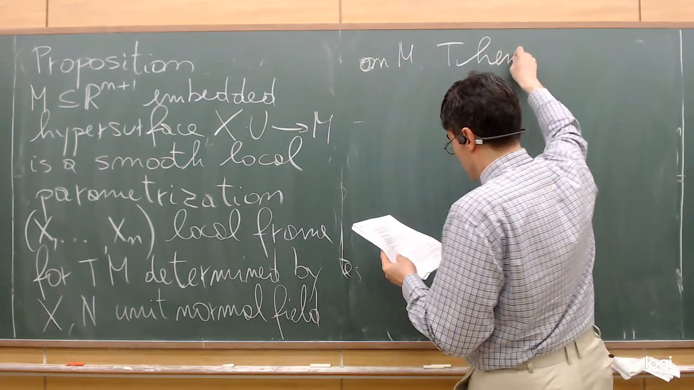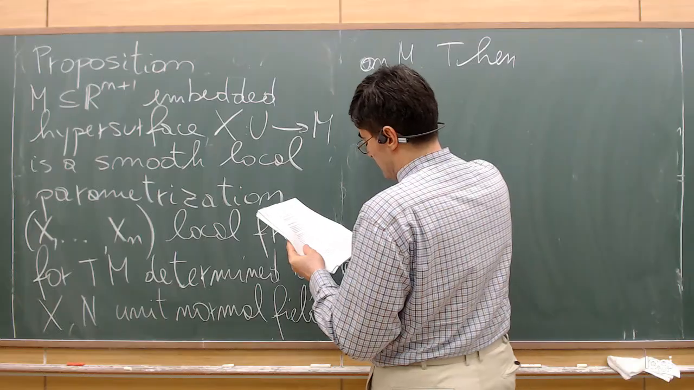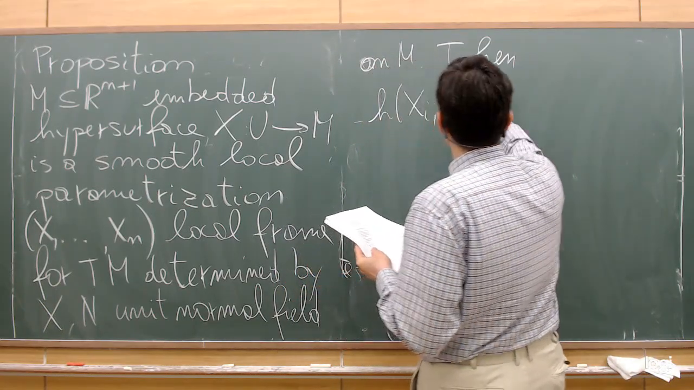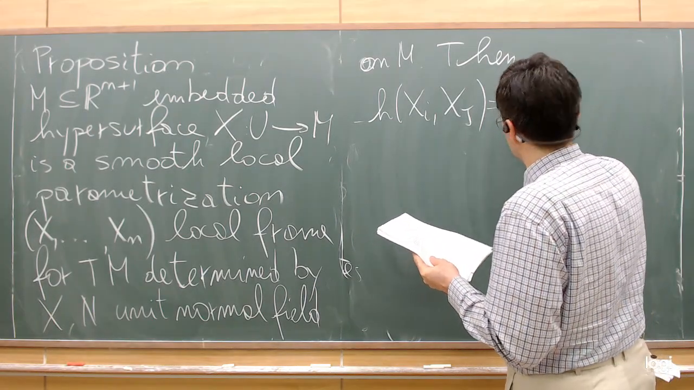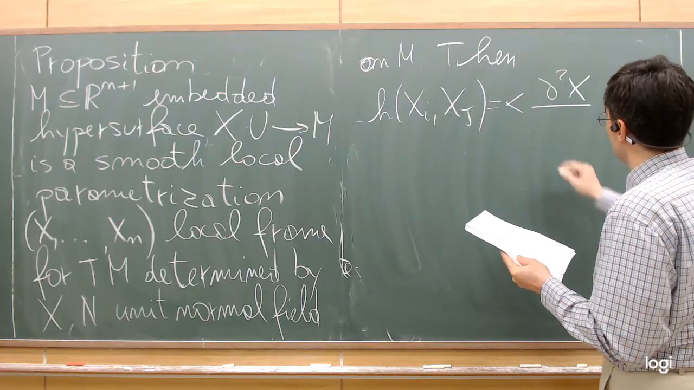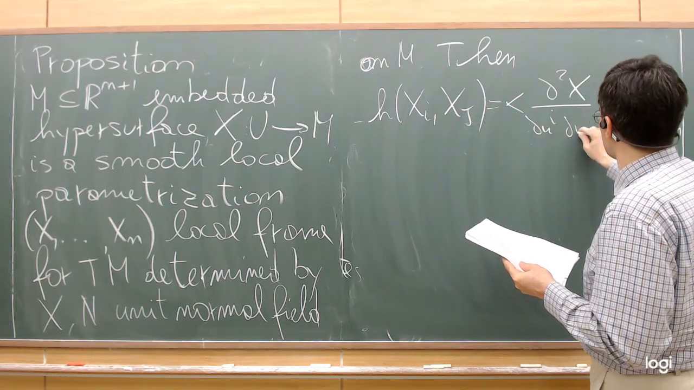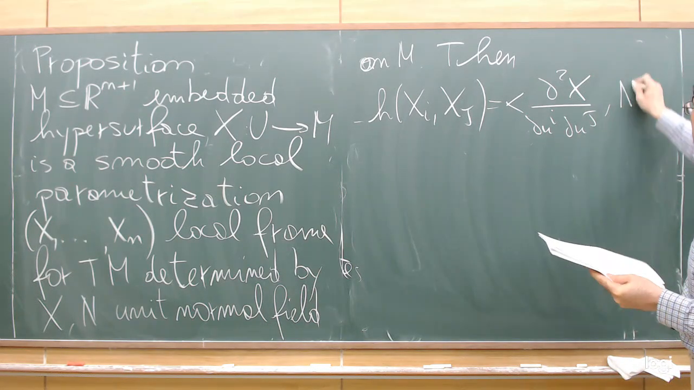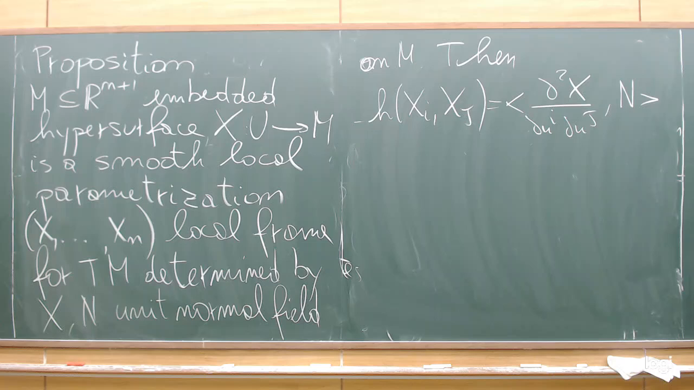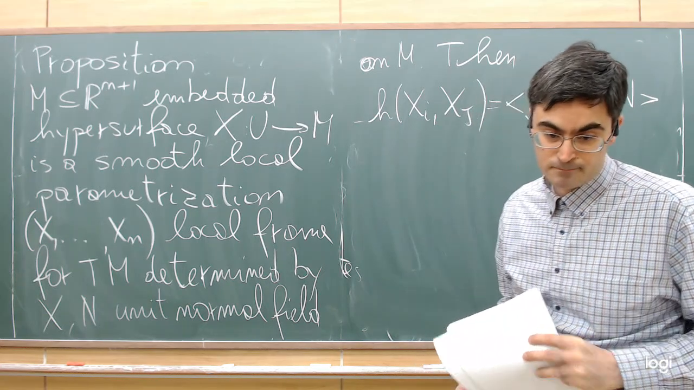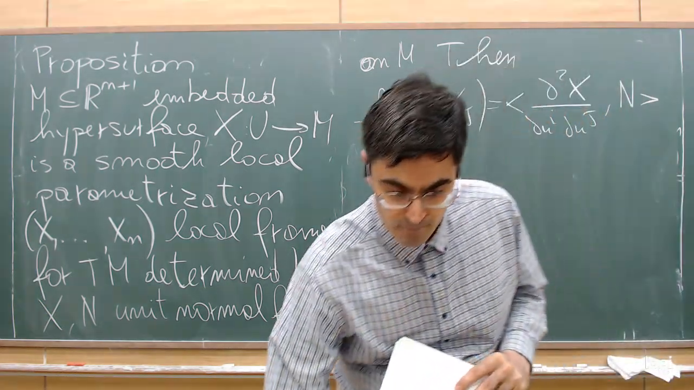Then we have the following formula: H of xi, xj is the inner product of the second derivative of x with respect to ui and uj, with n. I think it's better to prove this result next time. Thank you for your attention.